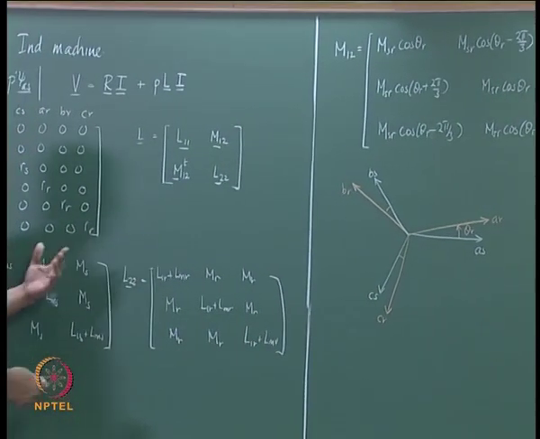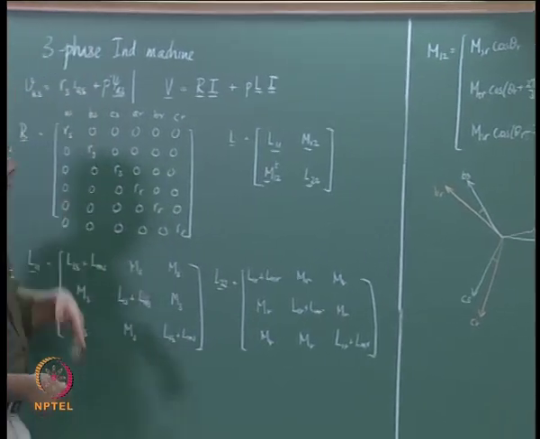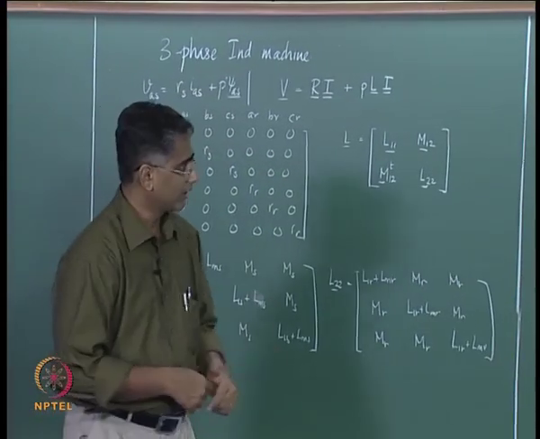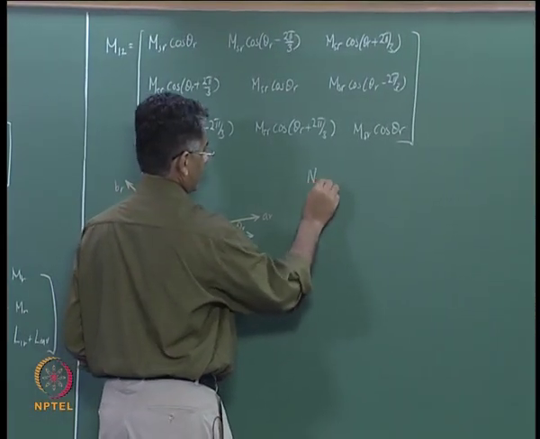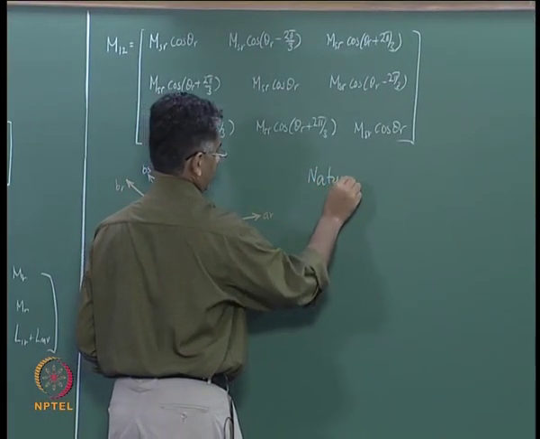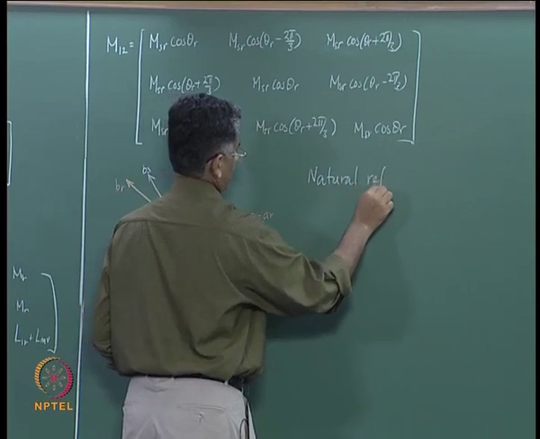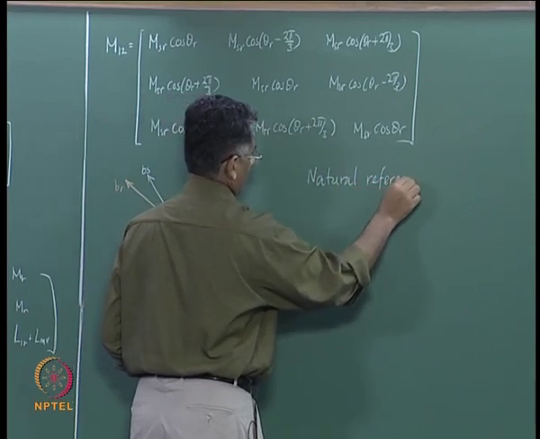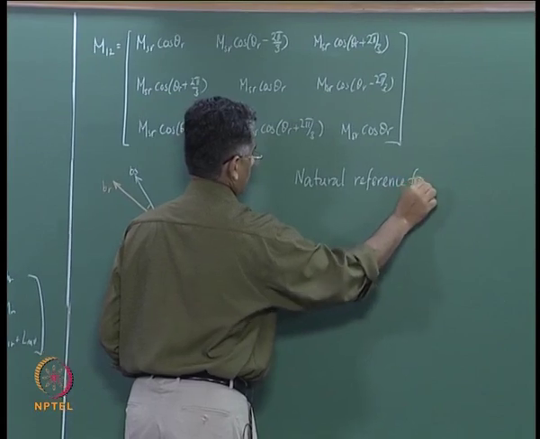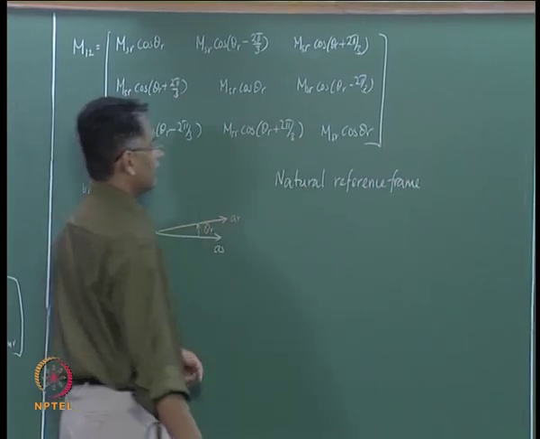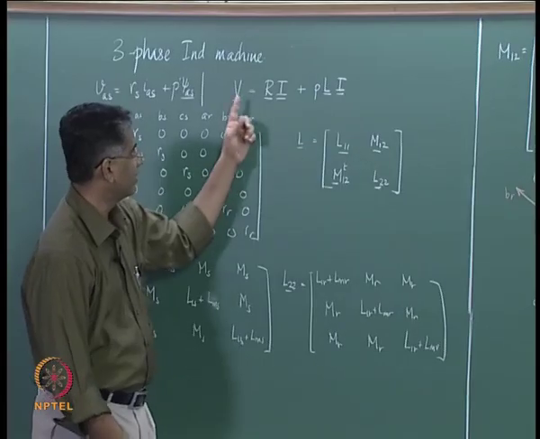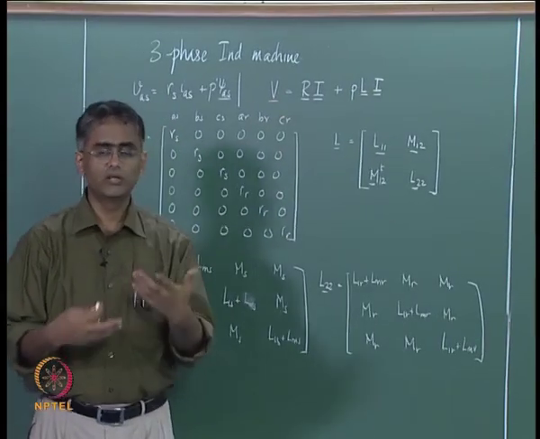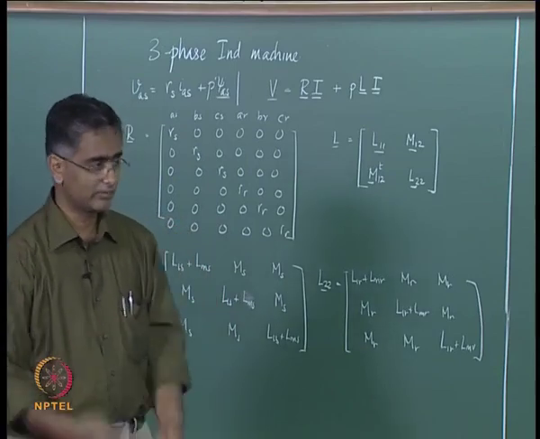So this is how the machine description would look. This is called the natural reference frame description of the induction machine, natural reference frame. That means the variables associated with it, that is the variables I and V, are the naturally occurring variables in the induction machine.